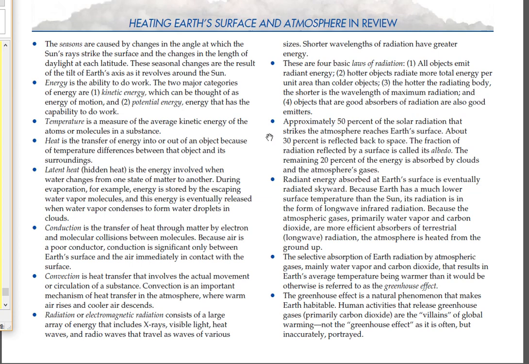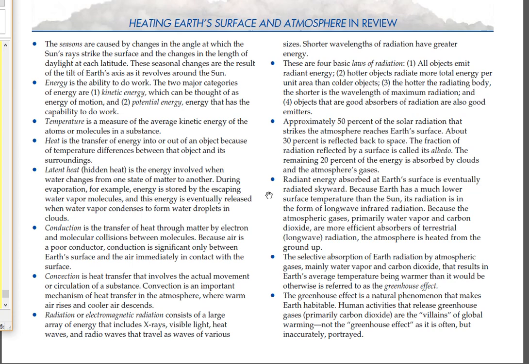Approximately 50% of the solar radiation that strikes the atmosphere reaches Earth's surface. About 30% is reflected back to space. The fraction of radiation reflected by a surface is called its albedo. The remaining 20% of the energy is absorbed by clouds and the atmosphere's gases. Radiant energy absorbed at Earth's surface is eventually radiated skyward. Because Earth has a much lower surface temperature than the Sun, its radiation is in the form of long-wave infrared radiation.